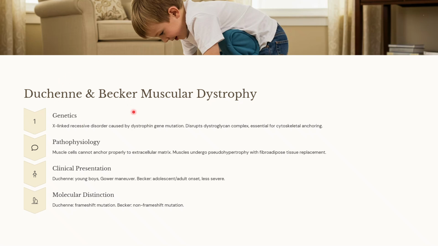Duchenne and Becker, you need to know that both of them are X-linked recessive and it is caused by dystrophin gene mutation. What is this dystrophin? The dystrophin gene mutation codes for the dystrophin protein, and it can also be called the dystroglycan complex. This complex is essential for cytoskeleton anchoring. What does that mean?